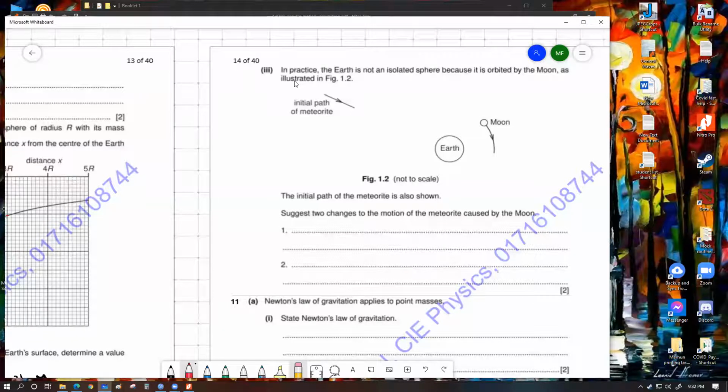So we have the Earth. At infinite distance, there is a meteorite. The meteorite is pulled towards Earth by the exclusive gravitational field of the Earth itself. So if that happened, the meteorite would come straight towards the center of Earth.